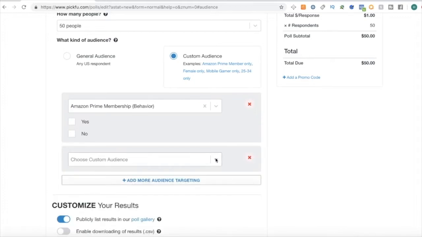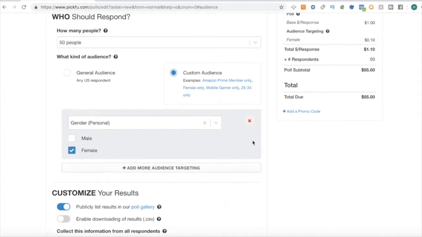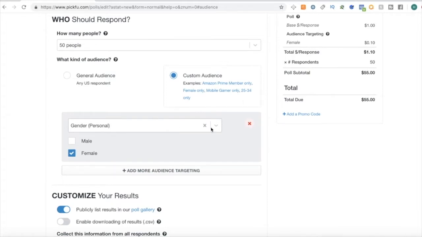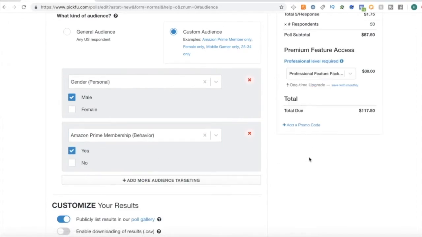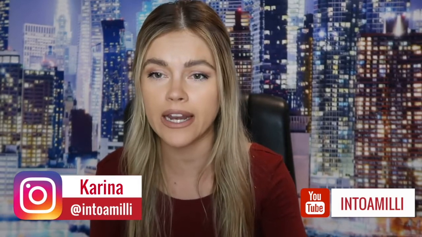If your niche is just males, you can also do it by gender. So look, literally gender: if your thing is just for males, just pick males, right? Amazon Prime members, yes, has to be an Amazon Prime member. So you can really narrow it down. Every category you pick, it's going to add an extra cost.